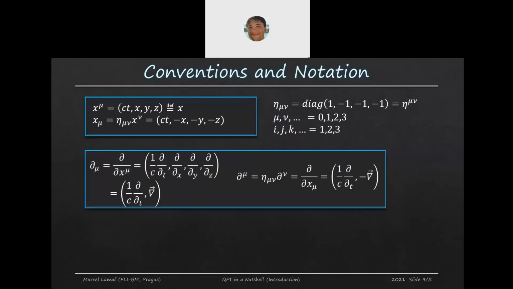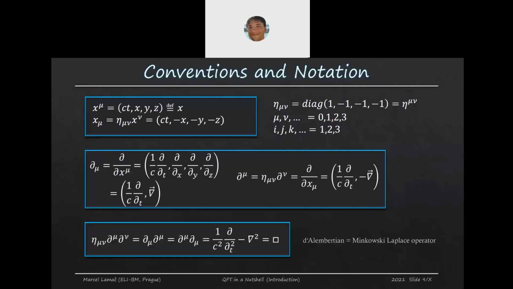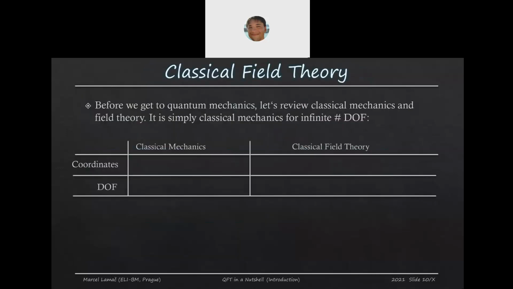There is the four-gradient, which is given by the partial derivative. We can also raise its indices with the Minkowski tensor. This changes the last three, the space components of the four-gradient, into minus. So this is also easy, and we can do the contraction of these two, which gives us the D'Alembertian, also sometimes called the Minkowski-Laplace operator, because it is just the square of the four-gradient. So this is just the special relativity that you should know.